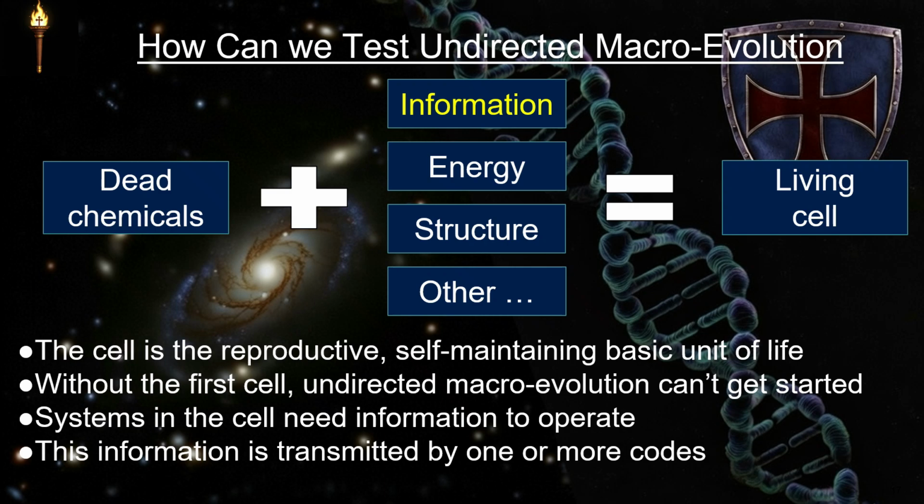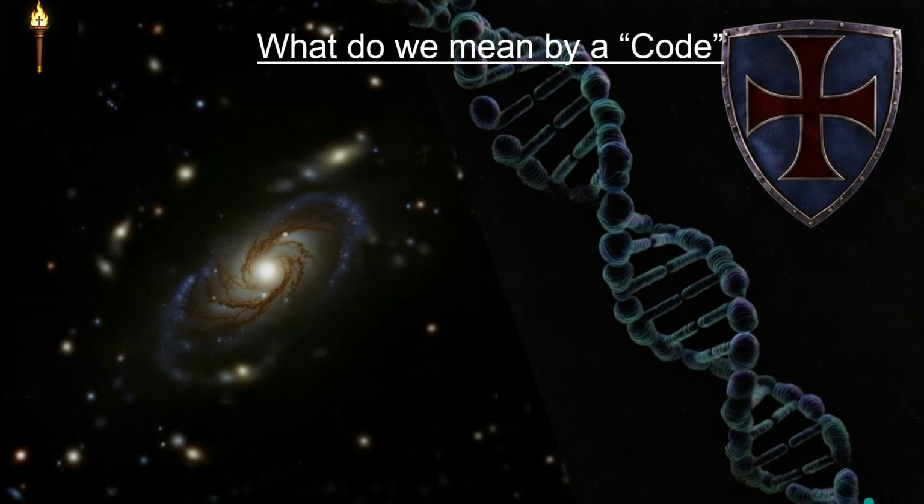Without a first cell, undirected macroevolution can't get started. So our objective is to see, can the first cell be generated to kickstart undirected macroevolution? We know that systems in the cell need information to operate, and this information is transmitted by one or more codes. So we use that word code.